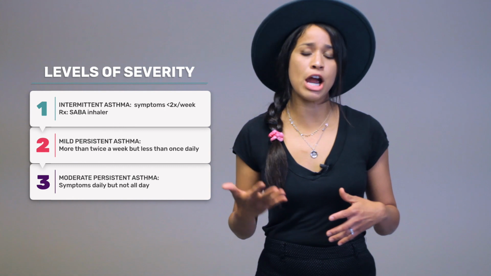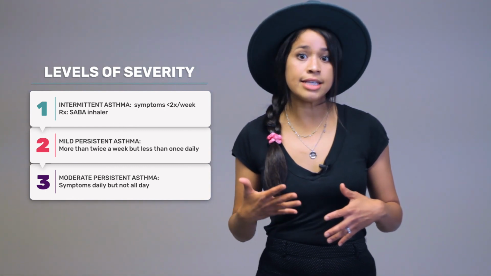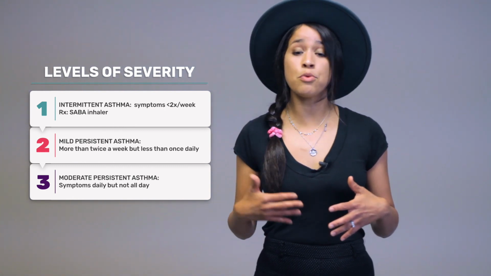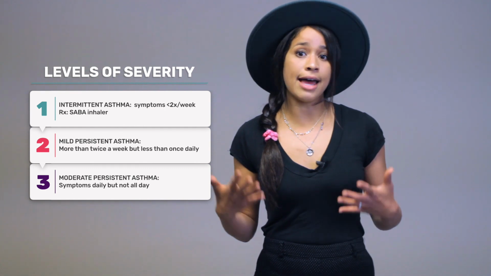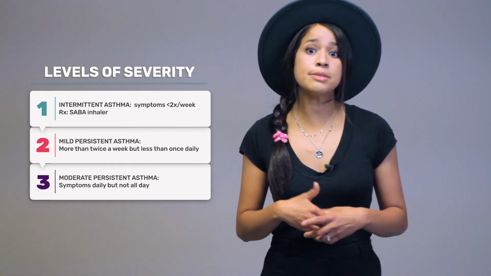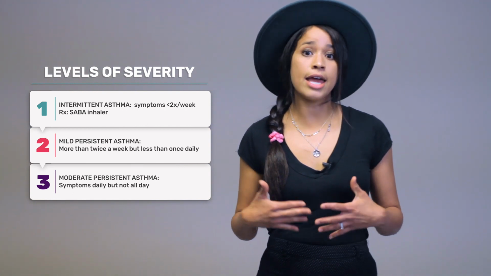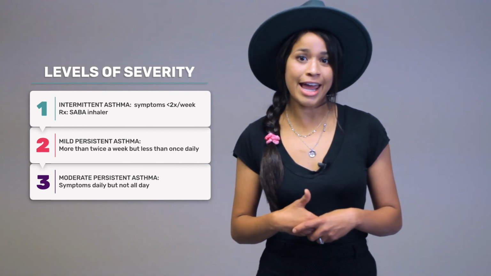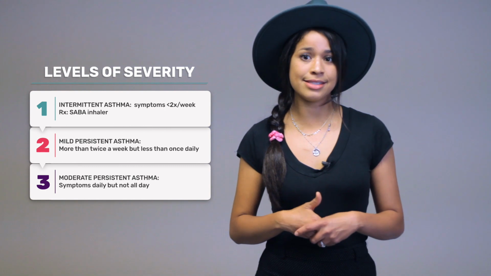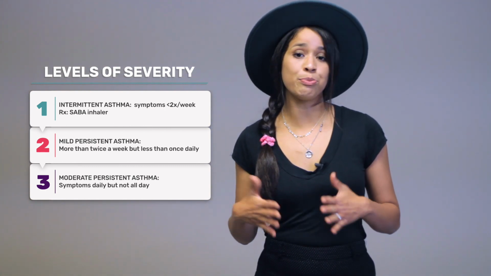Then you have your mild persistent asthma. This is when the patient has symptoms more than twice a week, but less than once daily. This patient should have a rescue inhaler referred to as SABA and a low or medium dose inhaler that would place them in the step 2 or 3 approach.